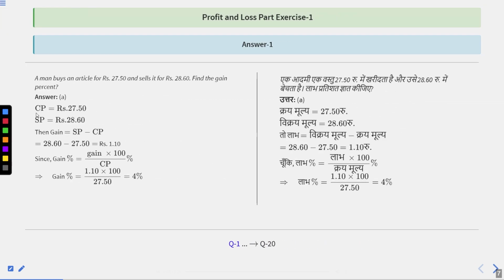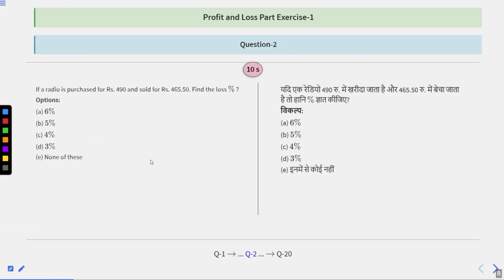The question says that your cost price, which is CP, is 27.50 and SP is 28.60. So what is gain? Gain is always SP minus CP. When we calculate it, we get our profit, which is 1.10 rupees. So what is gain percent or profit percent? Gain multiplied by 100 upon cost price. This is the formula. When we put the values in this formula, we get 4%. So A is the correct answer.